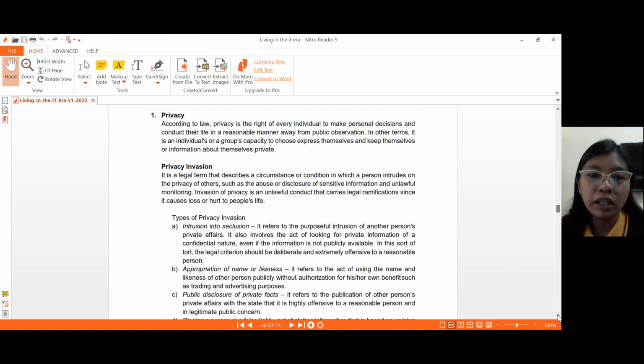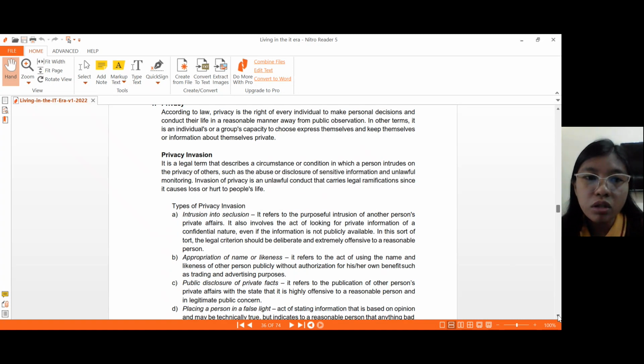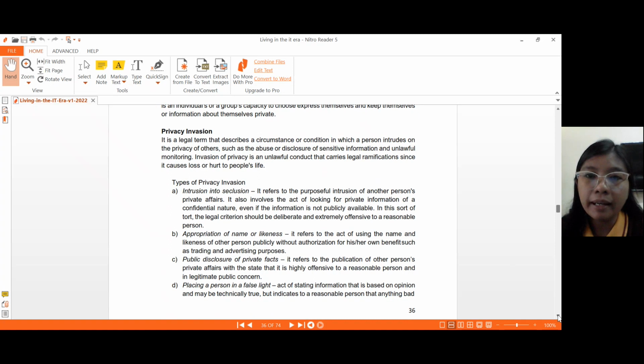When I say privacy invasion, it is a legal term that describes a circumstance or condition in which a person intrudes on the privacy of others, such as the abuse or disclosure of sensitive information and unlawful monitoring. Invasion of privacy is an unlawful conduct that carries legal ramifications since it causes loss or hurt to people's life. Ayan. Siyempre, kapag ginawa mo yan, kapag nag-invade ka ng others' privacy, kapag tinapakan mo yung karapatan nila sa privacy, it comes with consequences. Ayan. May legal ramifications yan. May legal consequences yan, ganyang mga actions.